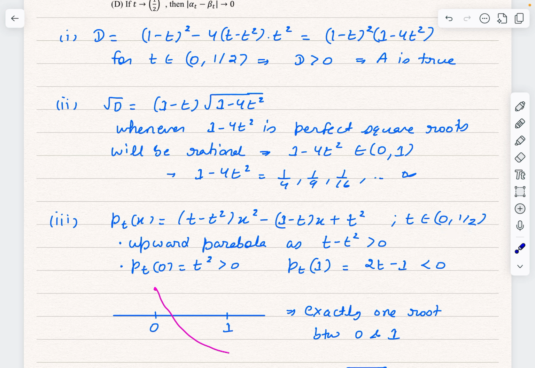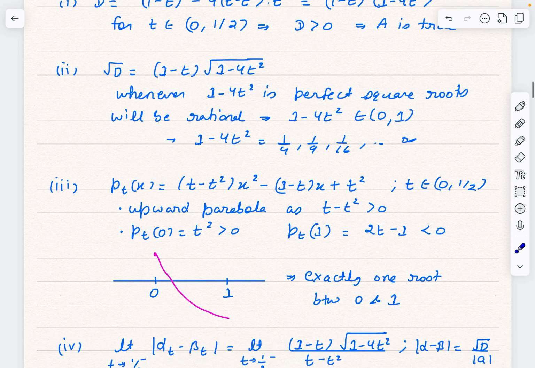So it is an upward parabola. The value at 0 will be just t², which will be positive. The value at 1 will be 2t − 1, which will be negative. So you see, an upward parabola with value at 0 positive and value at 1 negative. So you can say it must look something like this. One root will lie between 0 and 1, and the other root will be between 1 and infinity. So both the roots are positive, but only one of them is less than 1. So option C will be wrong.